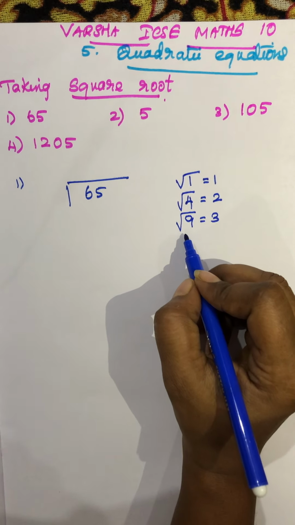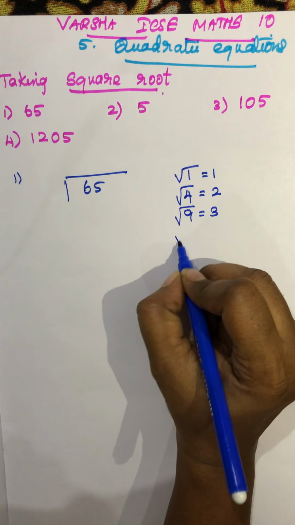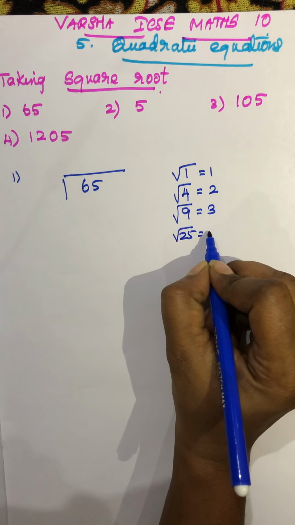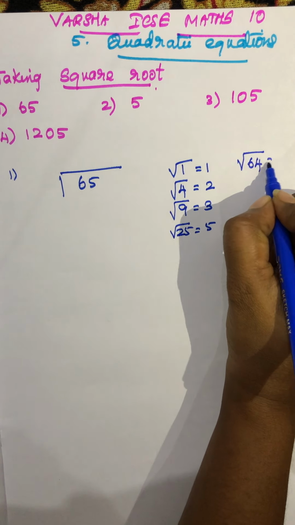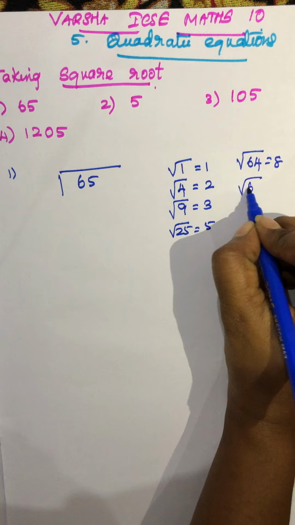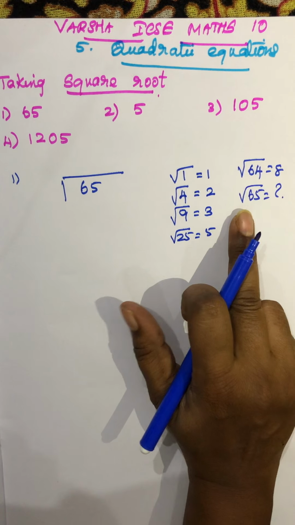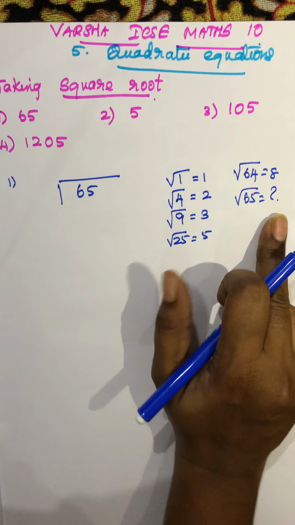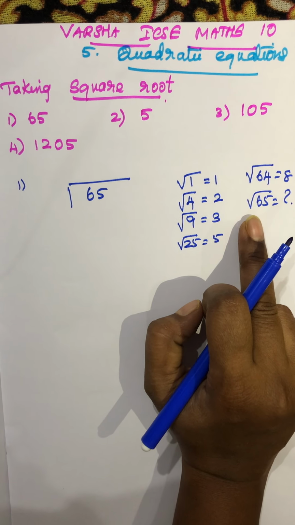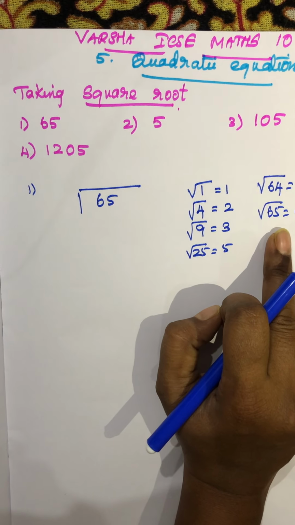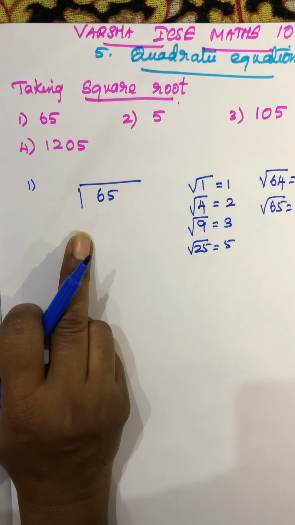If you have the symbol, you have to write the square root. So what is the square root of 25? That is 5. If it is 64, that is 8. So if it is 65, what is the root of 65? Which number gives 65 by multiplying itself? We are going to find that number for 65.